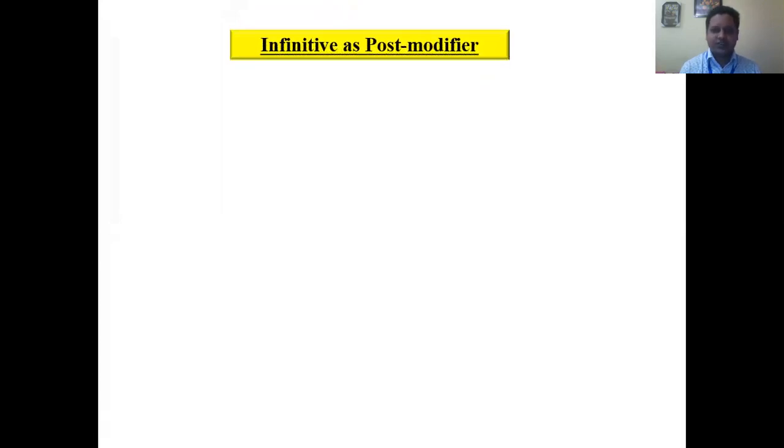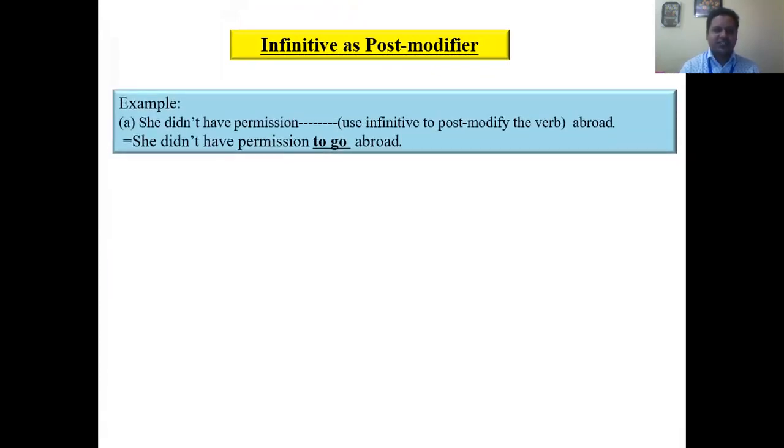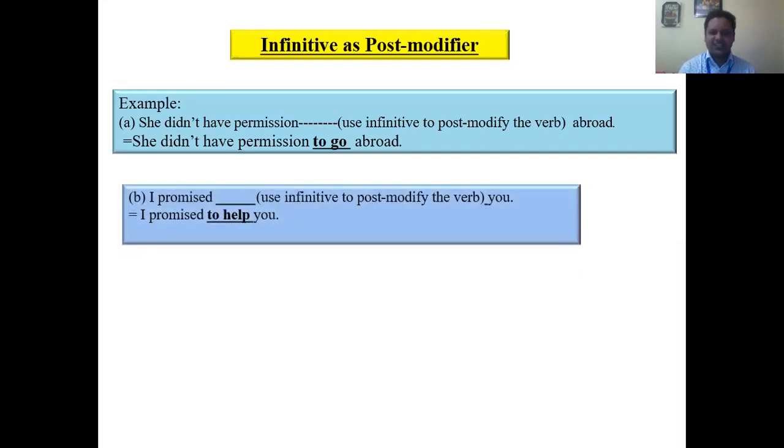Infinitive as post-modifier. So infinitives are usually used as post-modifier. Let's see the examples. She didn't have permission. Use an infinitive to post-modify the verb. She didn't have permission to go abroad. To go abroad, to go, infinitive. I have used an infinitive here. To go has post-modified the verb didn't have. I promised. Use an infinitive to post-modify the verb. The verb is promised. We have to put an infinitive after the verb so that it can post-modify the verb. So I have used: I promised to help you. To help you.